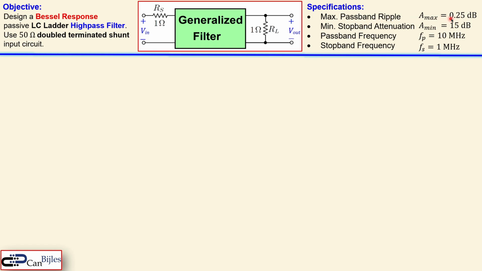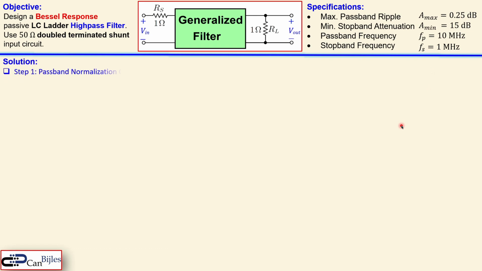The maximum passband ripple must be 0.25 dB. The minimum stopband attenuation must be 15 dB. The passband frequency FP is 10 megahertz, and the stopband frequency FS will be 1 megahertz. So let's see how we can design this circuit for these specifications, the solutions.